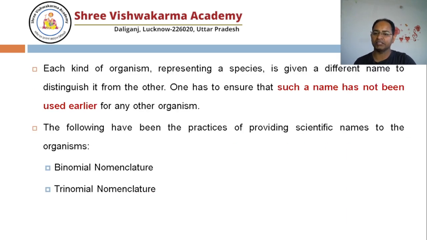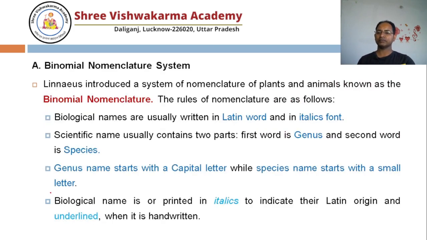So each kind of organism representing a species is given a different name to distinguish it from the others. One has to ensure that such a name has not been used earlier for any other organism. There are two types of practices followed for providing the scientific name of an organism. One is binomial nomenclature and the other is trinomial nomenclature. As per your NCERT, you have to study binomial, but trinomial I am also going to discuss. In binomial nomenclature, bi means two, meaning the name should be made up of two words only. That's why it is known as binomial nomenclature.